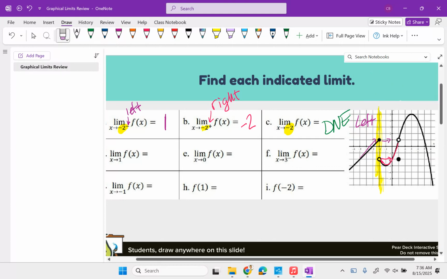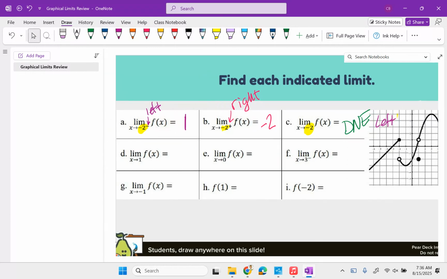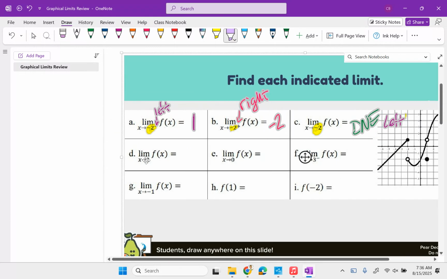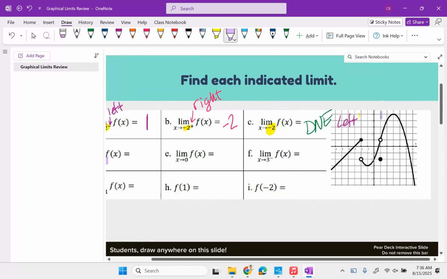So I'm going to erase things now, okay? And play with it a little differently. Okay, so second row. Oh, a little bit different. They're just asking for 1, okay? So I'm going to go find x equal to 1 this time. I still have, even though they didn't ask me to do it yet, I still have to look at things from the right and from the left, okay?